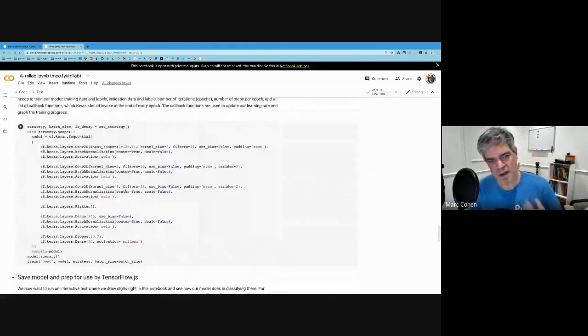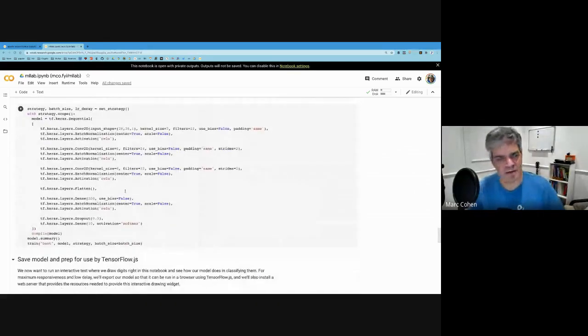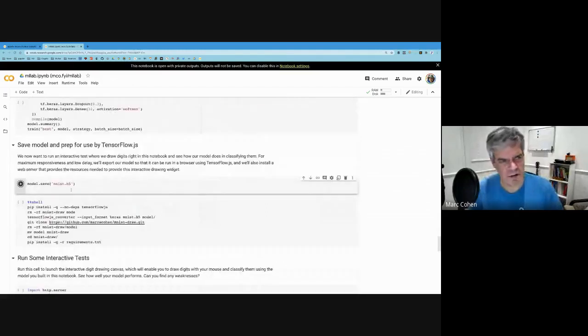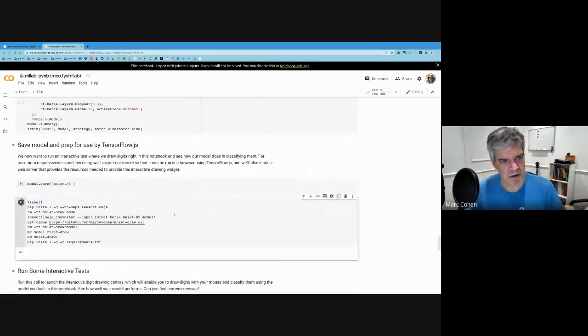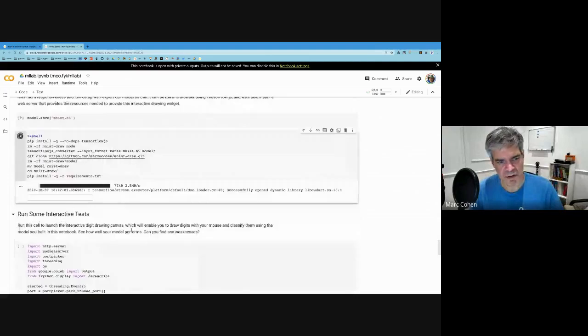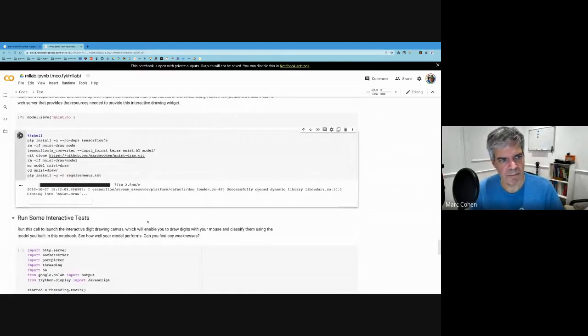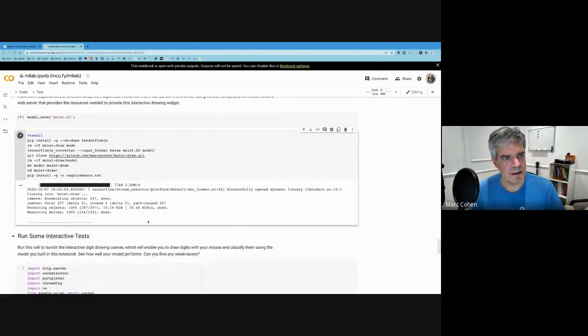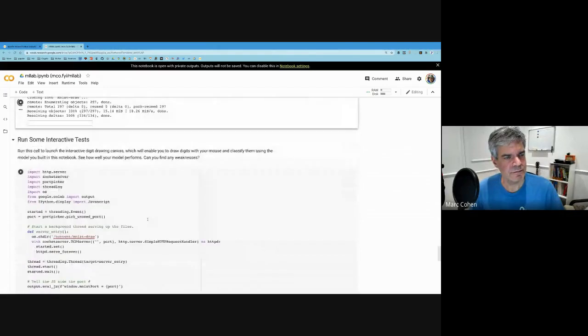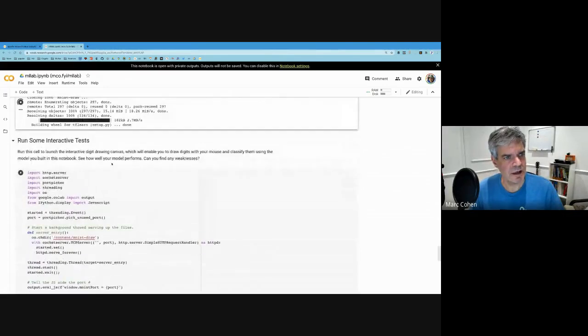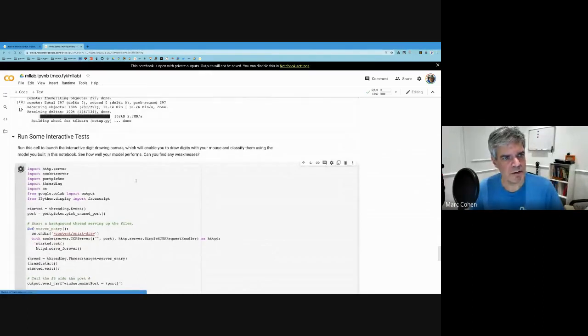So I'm going to jump. This lab has you build better and better models, but I'm just going to jump to the end with this model. We're going to prepare it for use with a little interactive web widget. That should just take a second. And now I should be able to run my little web thing right here in the notebook.